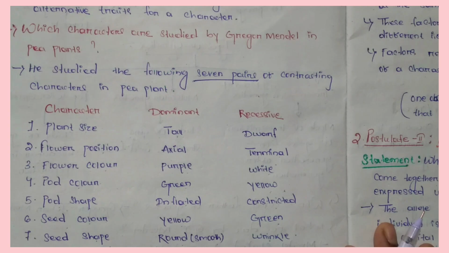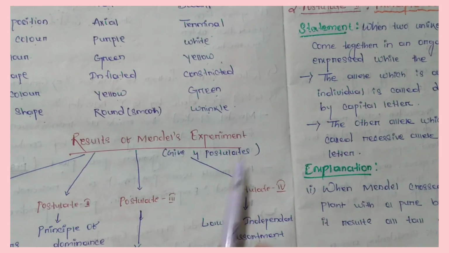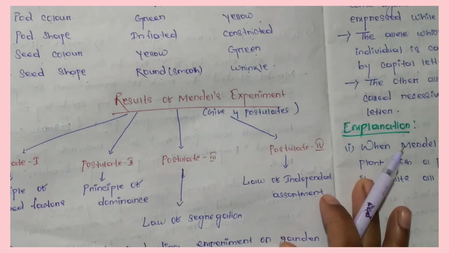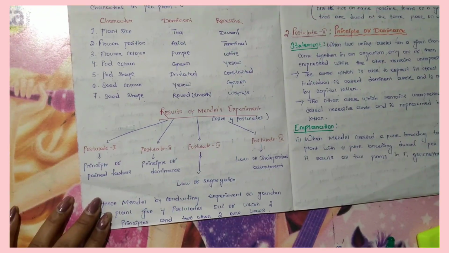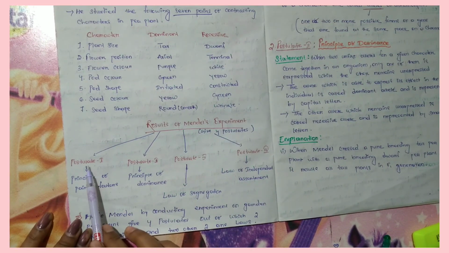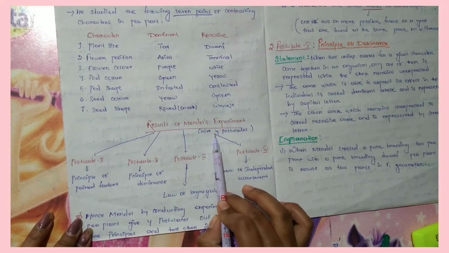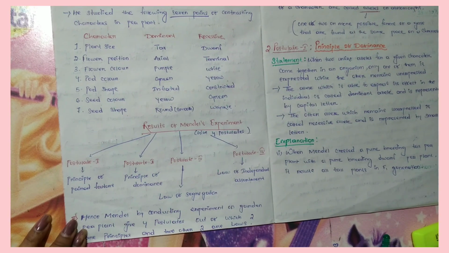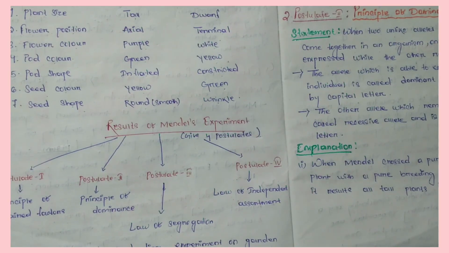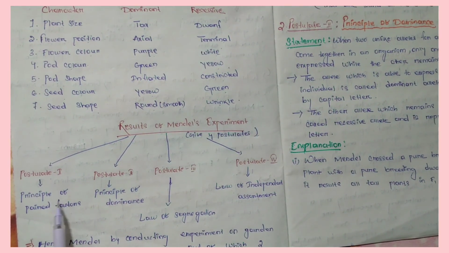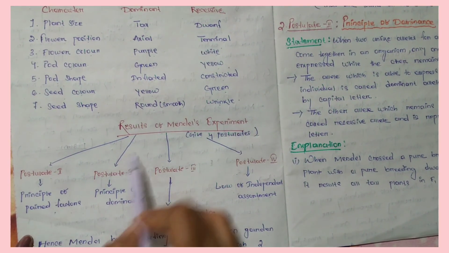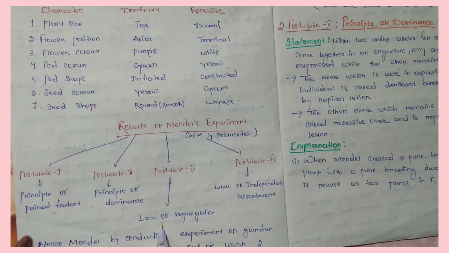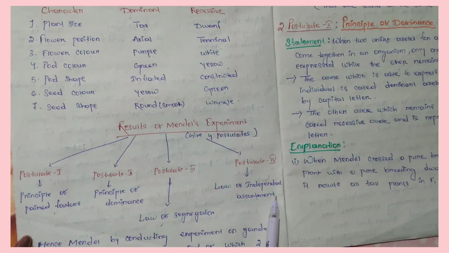Okay, clear? Then what were the results of Mendel's experiment? The results of Mendel's experiments are 4 results. They concluded 4 postulates: Postulate 1, 2, 3, 4. What are the 4 postulates? Let's study. Postulate 1 is the principle of paired factors. Postulate 2 is the principle of dominance. Postulate 3 is the law of segregation. Postulate 4 is the law of independent assortment.